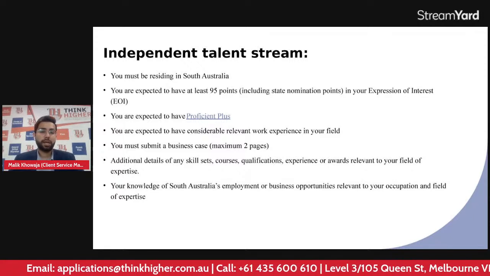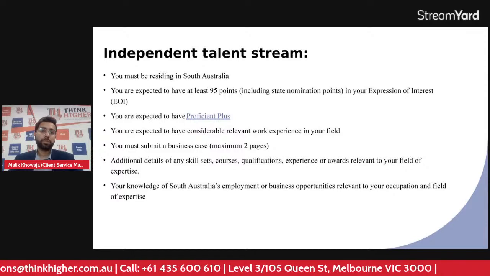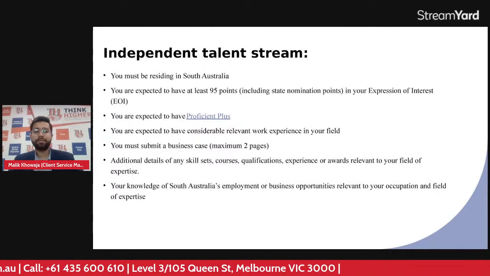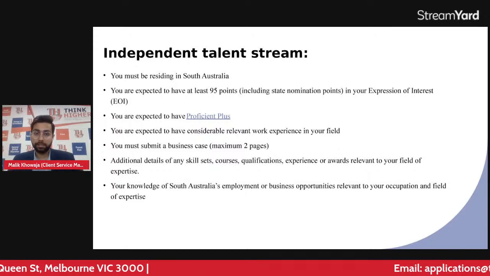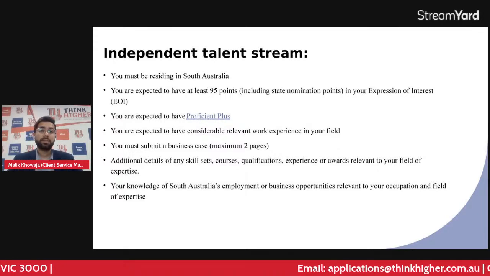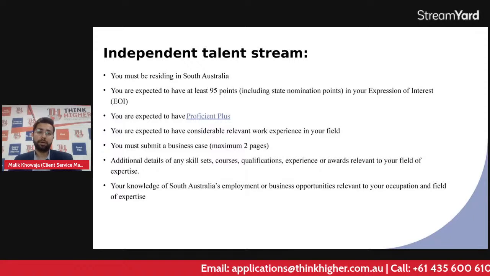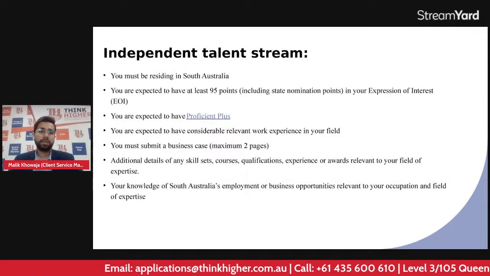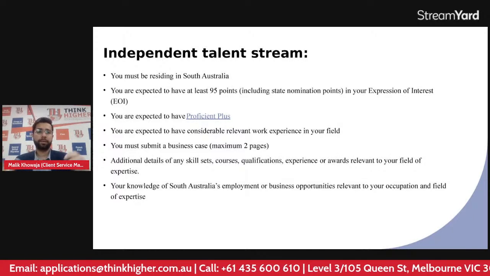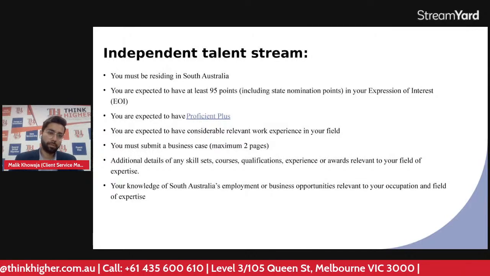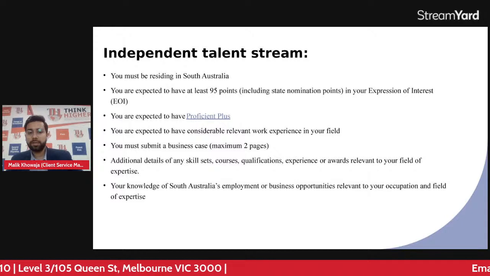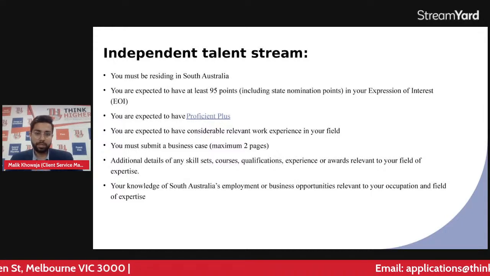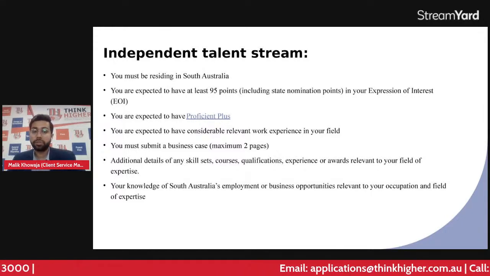Third point is that you must have proficient plus English. What does this mean? You must have 77.5 in each individual band in the test, not overall, in each. Similarly, you require similar alternate bands in PTE or CE academic or any alternative tests that are accepted by the Department of Home Affairs. Next is that you must have some relevant experience in the field. This will also be taken into consideration while you are applying through the independent talent stream.